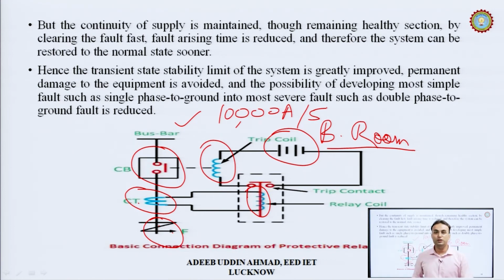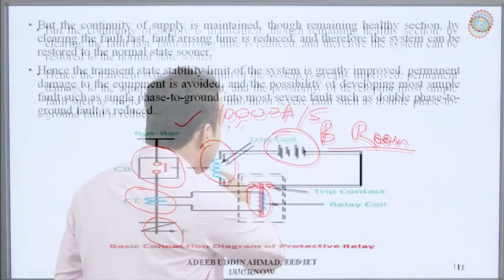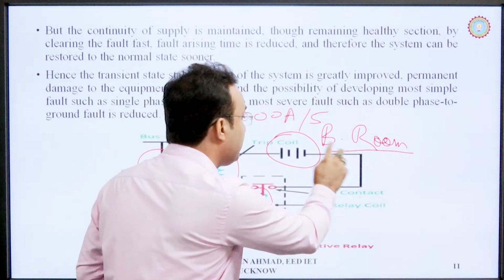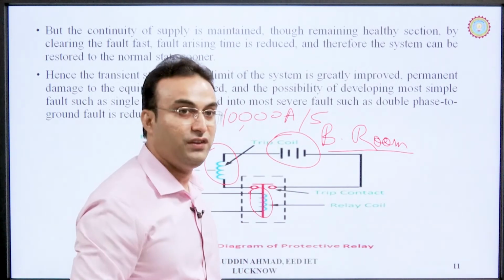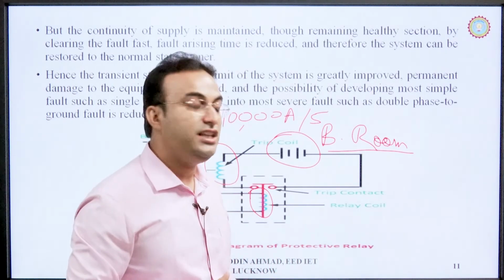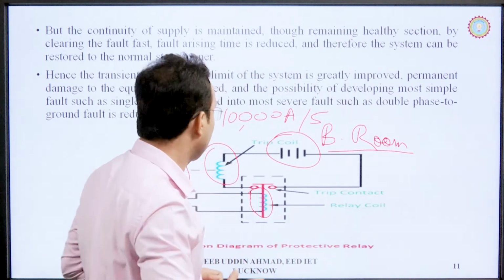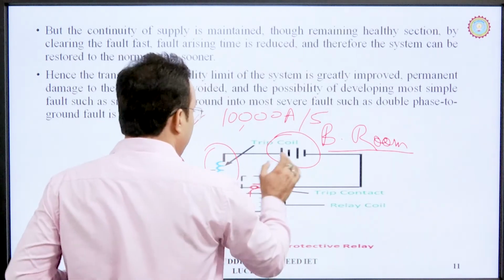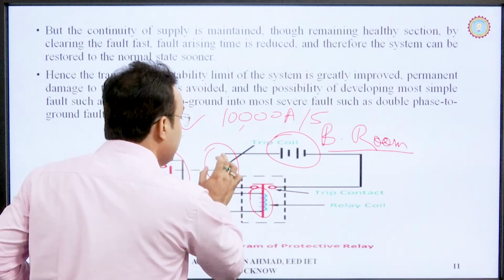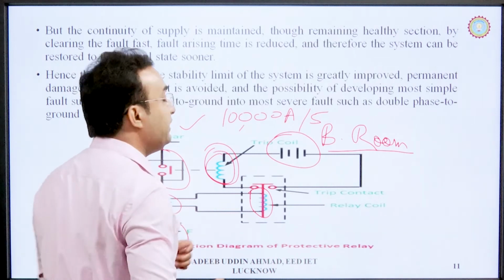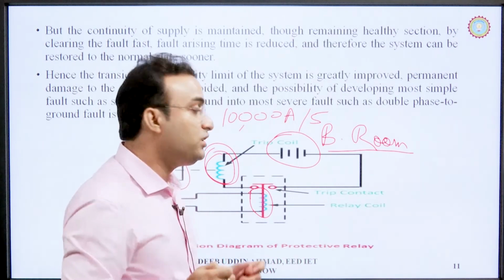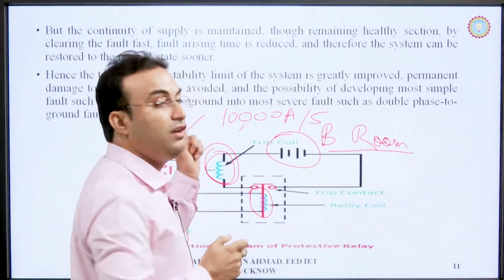This section is closed. So, why is this section closed? After the closing of this section, what will happen? This whole circuit, this is the trip coil circuit, will become active and energize, and after the energization of the trip circuit, what will happen? The trip coil will energize, and after the energization of the trip coil, the circuit breaker will operate.